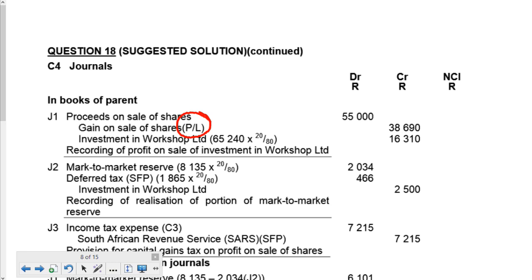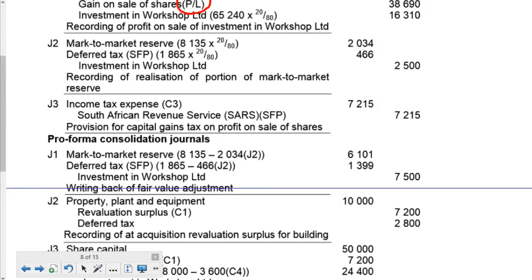So that's not theoretically correct, but that's the same journal that I had done. So this is in the books of the parent. There they're realizing the mark-to-market reserve, the existing piece of the reserve, and then they do tax. So the reserve that existed, do you agree, was 8135. They're saying 20 over 80, sold over old, of that is realized because that piece of investment is sold.